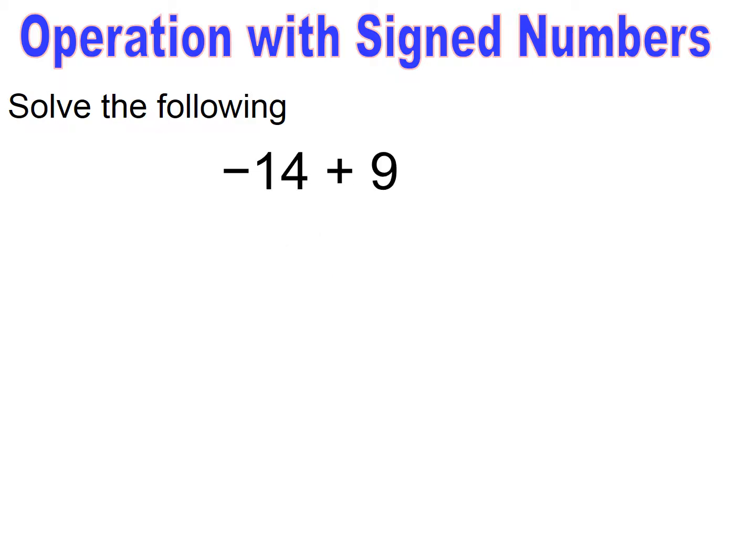Pause and try. So again, it's different signs. You're going to subtract and keep the sign of the higher number. My higher number is that negative 14, so I end up with a negative 5 as my solution.